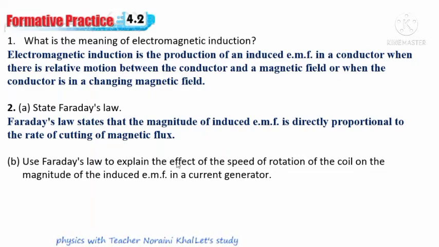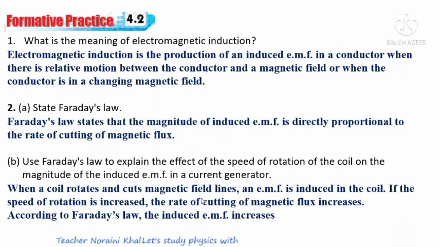Use Faraday's law to explain the effect of speed of rotation on the magnitude of induced current in the current generator. When a coil rotates and cuts magnetic field lines, an EMF is induced in the coil. If the speed of rotation increases, the rate of cutting of magnetic flux increases. According to Faraday's law, the induced EMF increases. We have discussed Faraday's law, stating that the magnitude of induced EMF is directly proportional to the rate of cutting of magnetic flux.